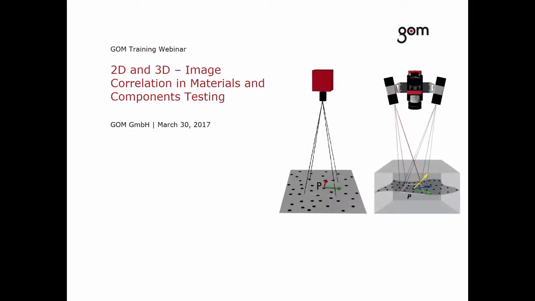Ladies and gentlemen, welcome to the GOM Training Webinar, 2D and 3D Image Correlation in Materials and Components Testing today. We would like to discuss today the differences between 2D and 3D measurements, looking into a few applications, into issues that arise with 2D measurements, and giving you an outlook on what comes next, what needs to be considered for DIC measurements.